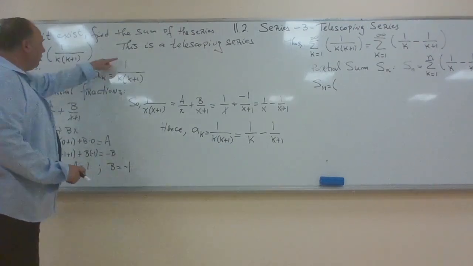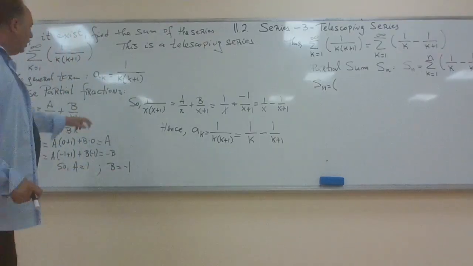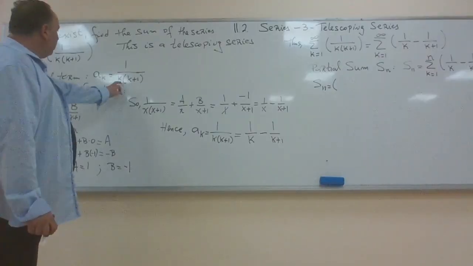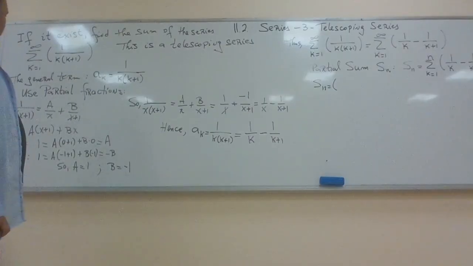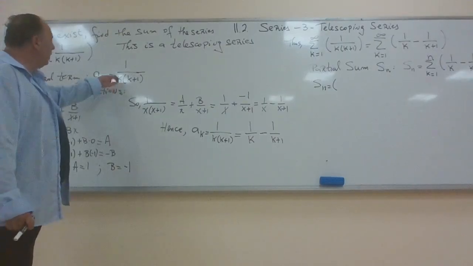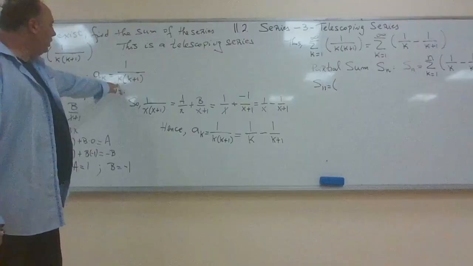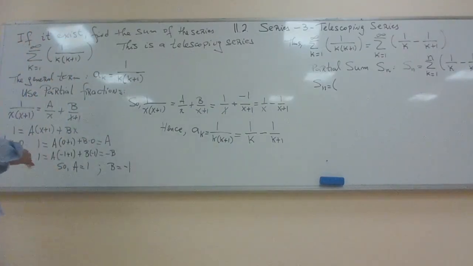The general term is obviously 1 over k factor of k plus 1. As is, it's a little bit complicated to see what's happening. So this is reminding us of partial fractions. So we will use partial fractions to split this ratio here into two pieces, and we will need to find the corresponding values of the constants.